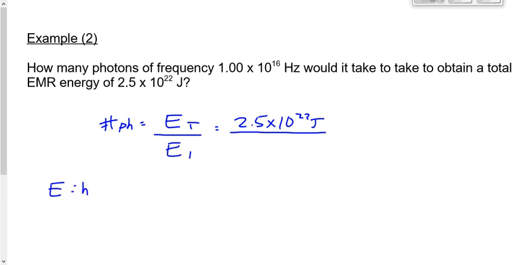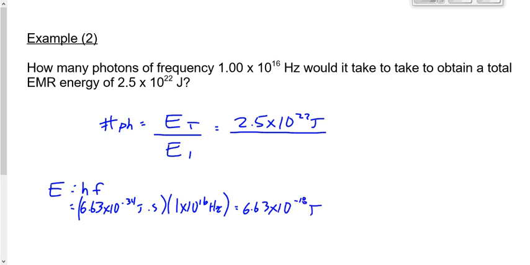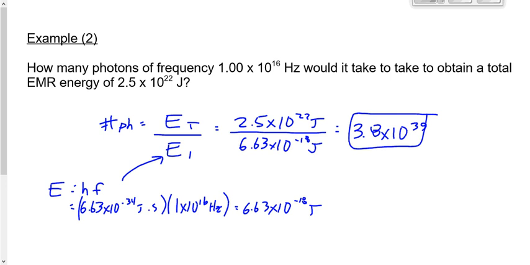E is equal to h times f. Since the top is in joules, let's use joules on the bottom as well. 6.63 times 10 to the minus 34 joule seconds times a frequency of 1 times 10 to the 16 hertz gives us an energy here of 6.63 times 10 to the negative 18 joules. So let's sub that in here. That gives us a value of 3.8 times 10 to the 39. There are no units associated with that because the units cancel, right? Joules over joules gives me nothing.